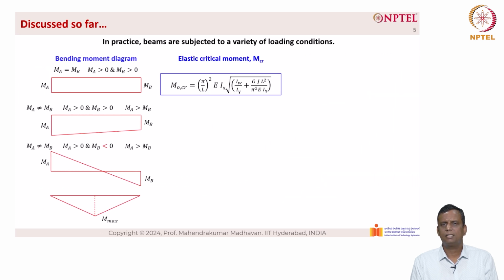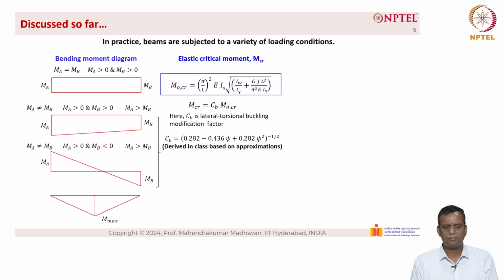Now let us look at the elastic critical moment here. The elastic critical moment is given for the uniform loading case as we have described above. For other loading conditions, we have MCR equal to C sub B into M0 critical, where C sub B is the lateral torsional buckling modification factor. This value is given as 0.282 minus 0.436 psi plus 0.282 psi square, the whole power minus 1 by 2. This is derived based on approximations. Whereas the C sub B given by AISC is 1.75 plus 1.05 psi plus 0.3 psi square, which should be less than or equal to 2.3. This was in the code from 1961 till 1986 of AISC. Here psi is given as M minimum by M maximum.